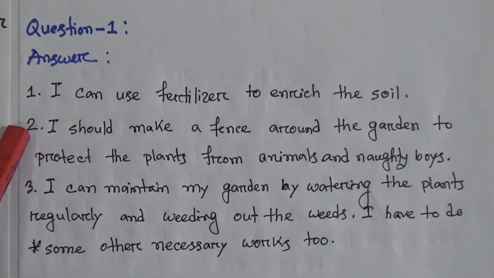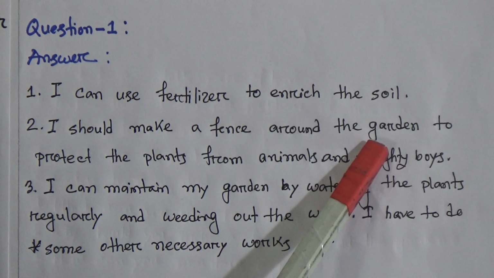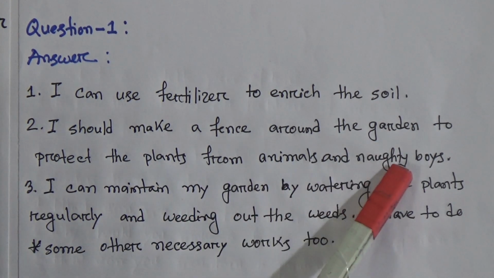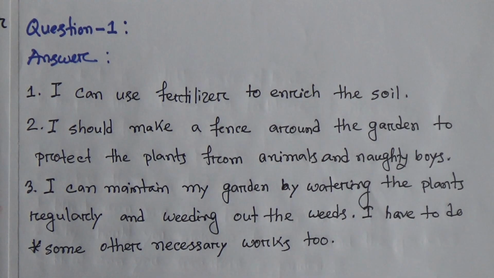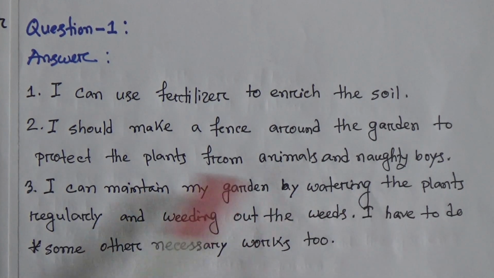Question number 2 is, why should you make a fence around the garden? The answer is, I should make a fence around the garden to protect the plants from animals and naughty boys. Question number 3 is, how can you maintain a garden? The answer is, I can maintain my garden by watering the plants regularly and weeding out the weeds. I have to do some other necessary works too.